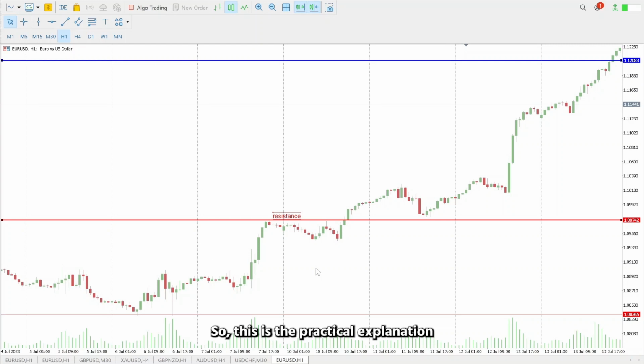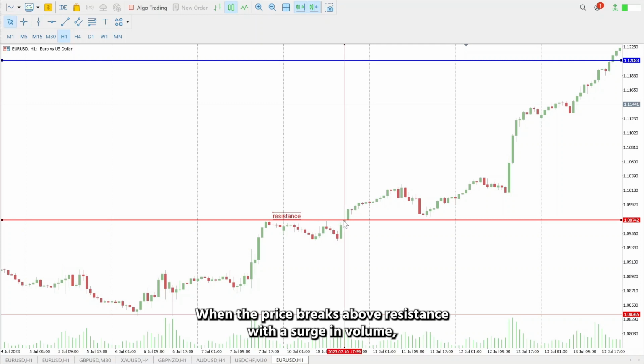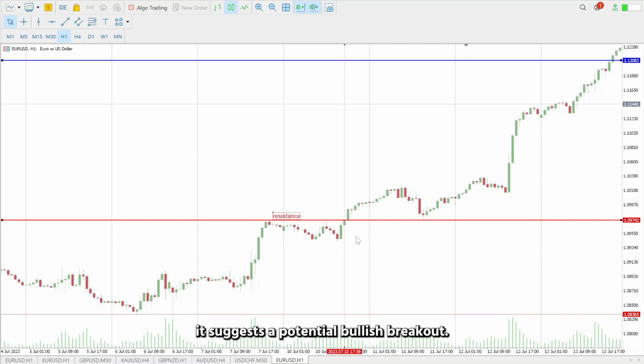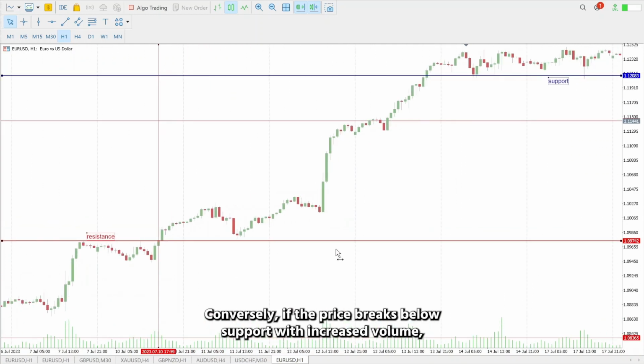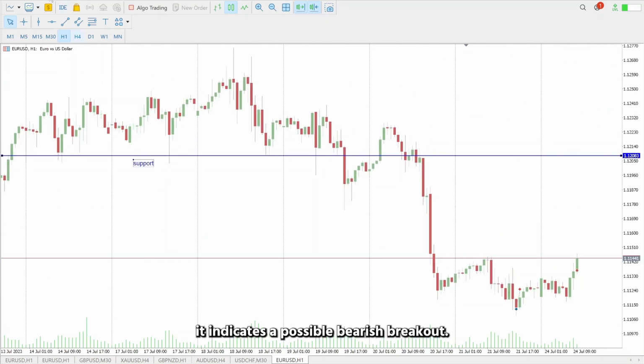So, this is the practical explanation of this range trading strategy using volume indicators. First, confirming range breakouts. One effective use of volume indicators is to validate breakouts from a range. When the price breaks above resistance with a surge of volume, it suggests a potential bullish breakout. Conversely, if the price breaks below support with increased volume, it indicates a possible bearish breakout.